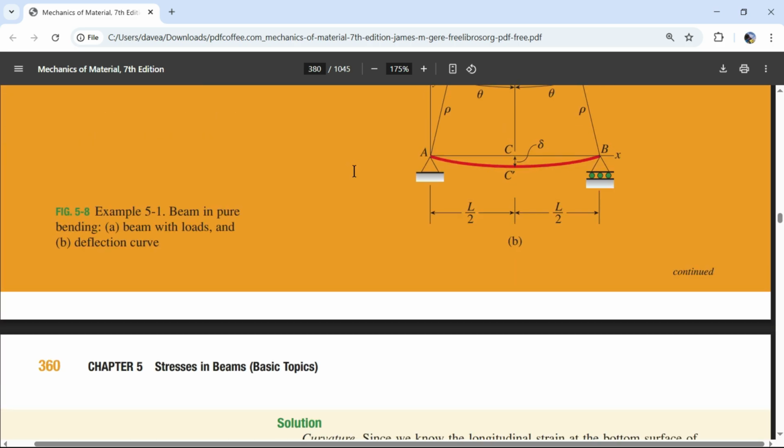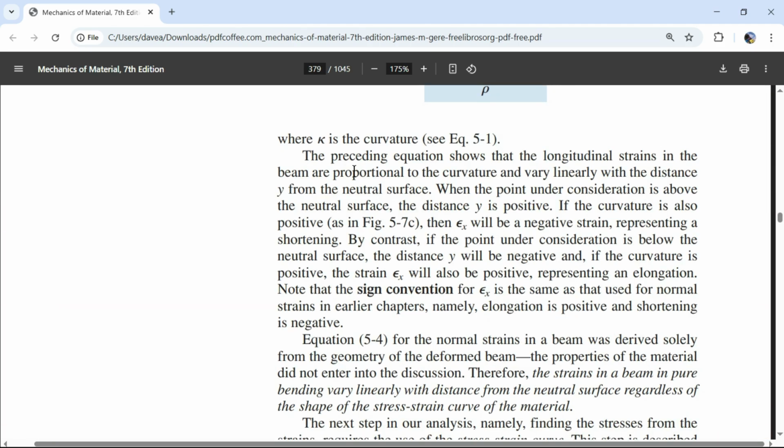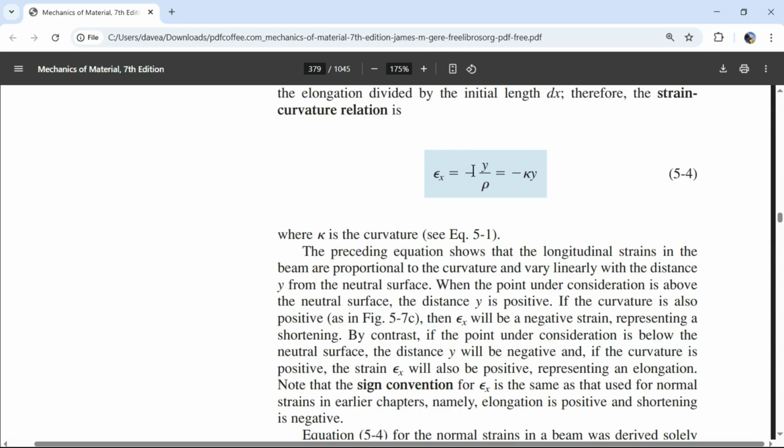So that's why our strain equation was strain is negative y divided by rho. When rho is positive, positive rho means that's the curvature. You know what I mean? So positive k, positive rho means that I have a smiley face. I'm setting my y-axis to be vertical, and the radius is in the positive y-axis. But if I go in the positive y-axis, I get crunching of that beam and shortening. So that's where this negative comes from.